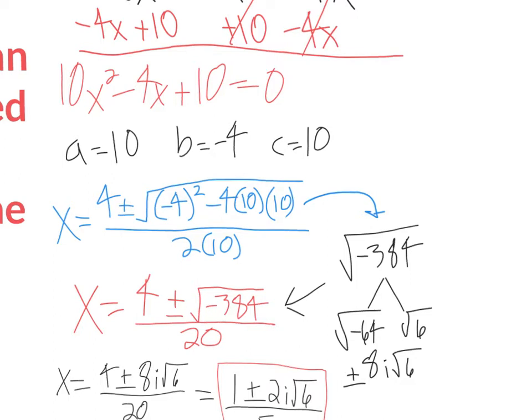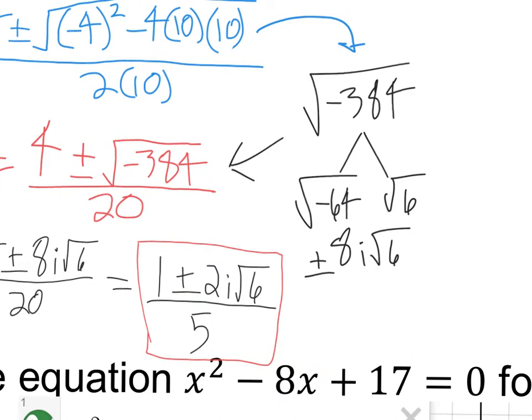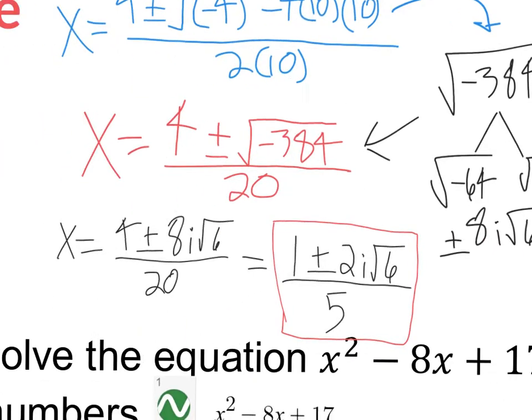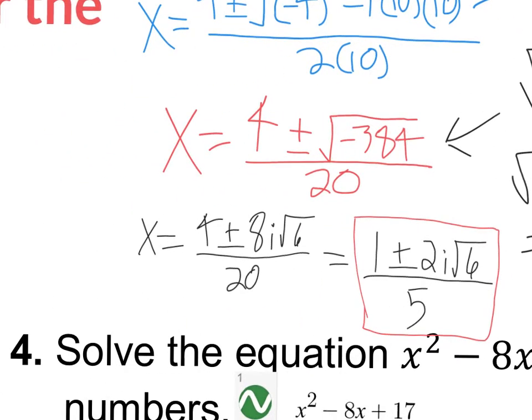So I'm able to simplify this discriminant right here by splitting up negative 384 into two factors, negative 64 times 6. The square root of negative 64 would be plus or minus 8i, because the square root of 64 is just plus or minus 8. And then the square root of 6 would stay behind. So I just wrote this plus or minus 8i square root 6 in place of the square root of negative 384. And so at this point, you want to see if you can simplify your fraction.